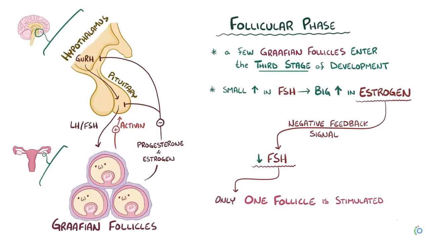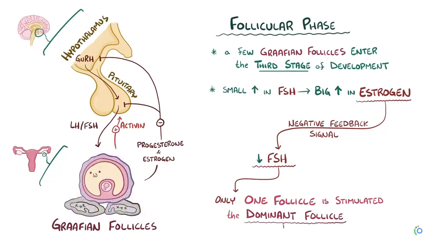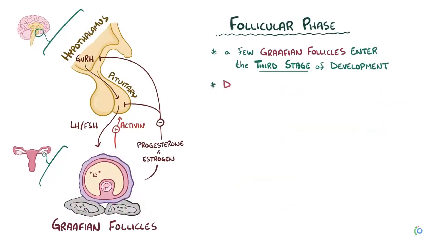The follicle that has the most FSH receptors hoards the most of this hormone and becomes the dominant follicle. It usually takes about a week for a dominant follicle to get selected, and after that happens, the rest of the follicles regress and die off. The dominant follicle keeps secreting estrogen for the rest of the follicular phase.